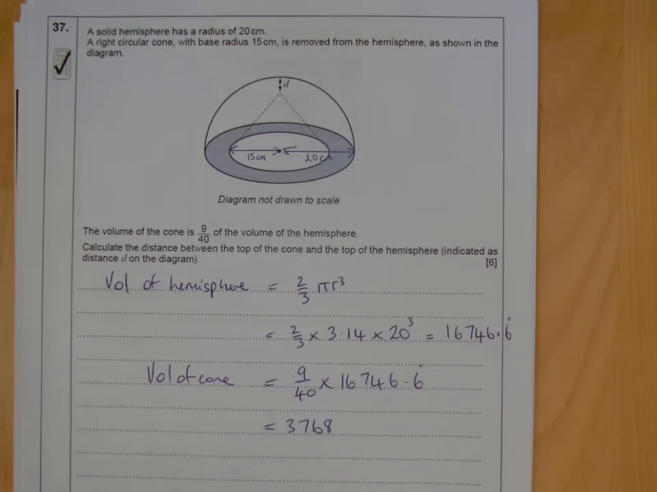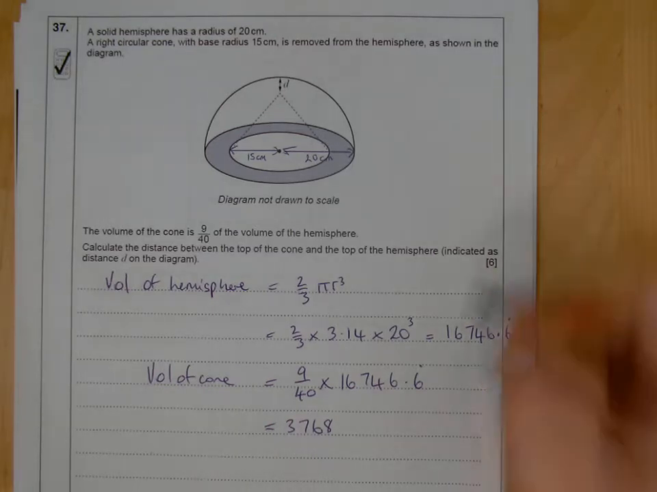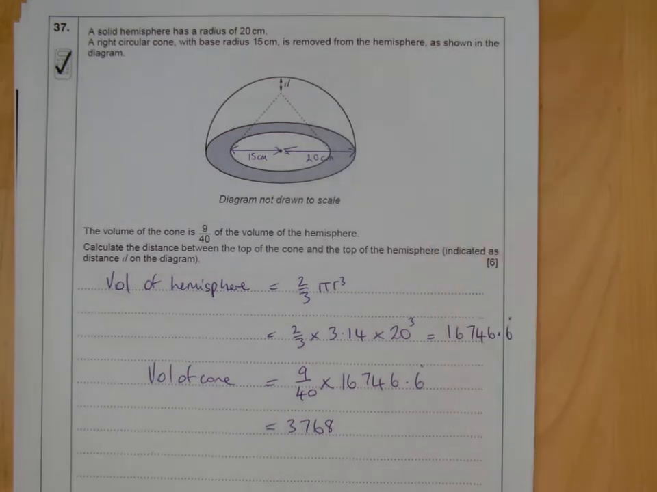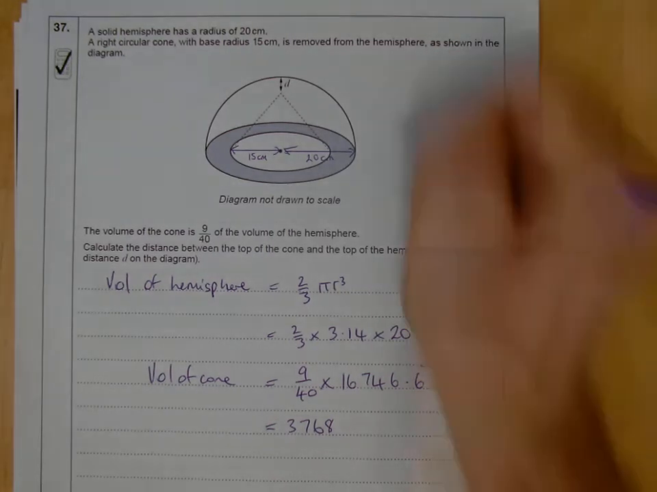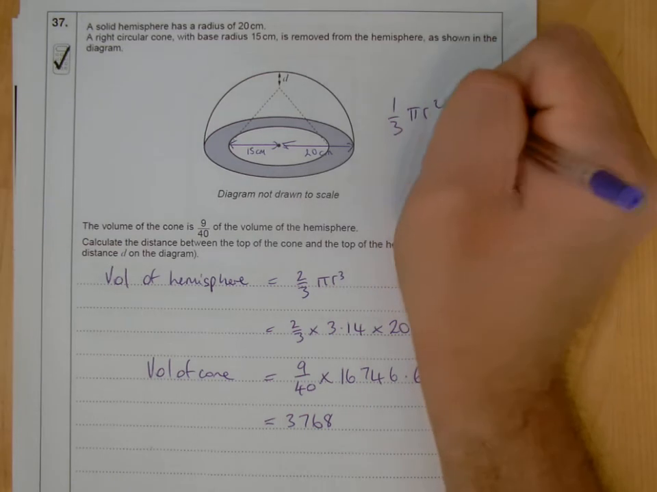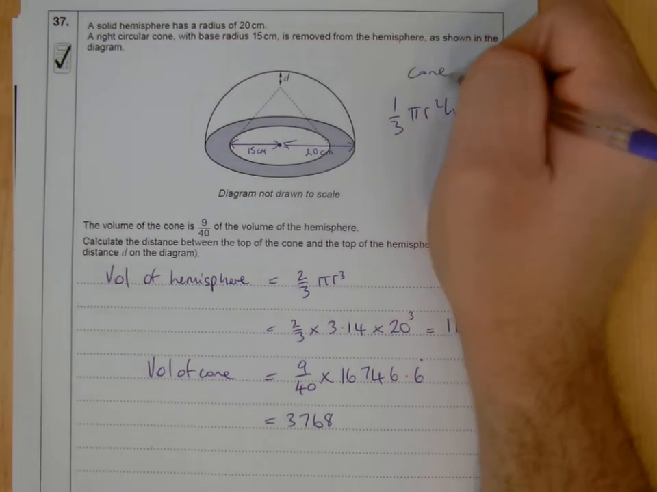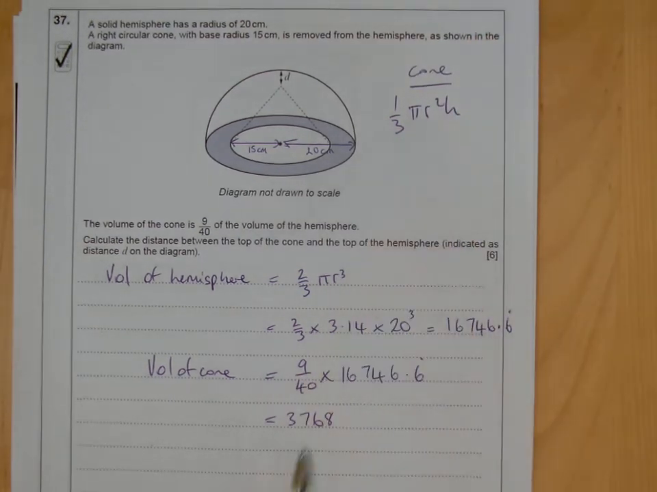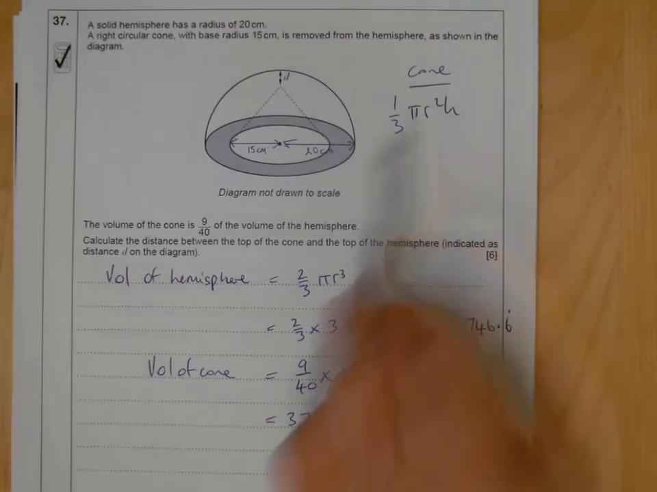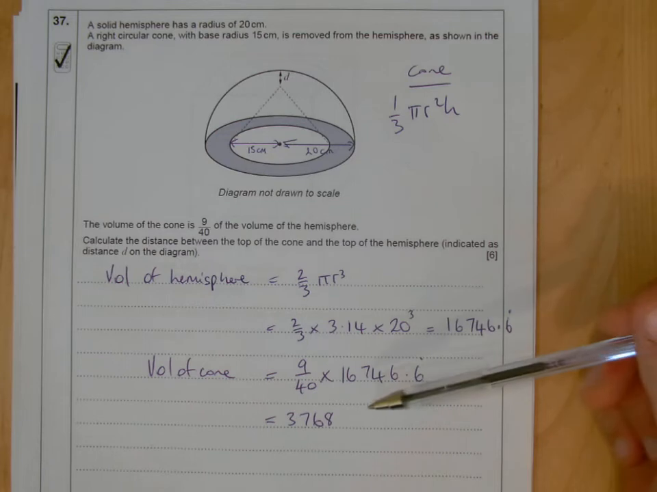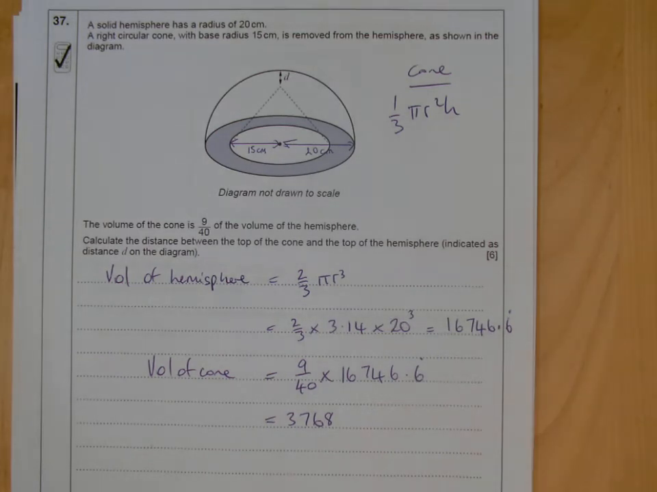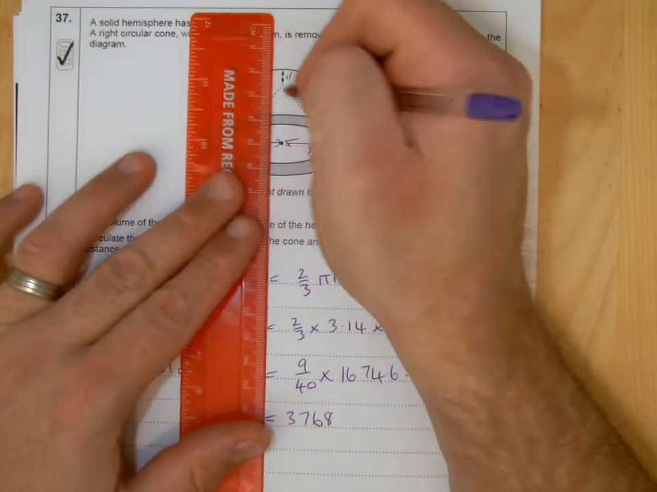Okay, now bear in mind, this is the volume of a cone here. Well, I know the formula for the volume of a cone, yeah? It's just 1/3 pi r squared h. That's the cone, isn't it? So what I can do is put that formula equal to this. And I also know the radius of my cone, so I could use it and work backwards to work out the height of my cone.